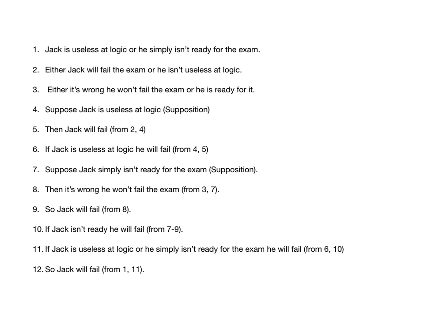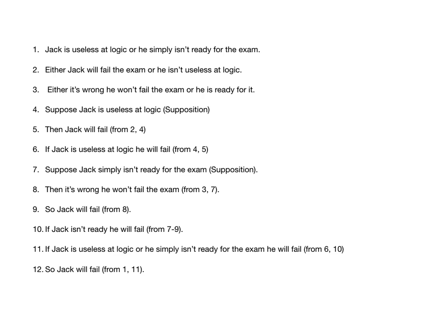Suppose Jack is useless at logic, then he will fail. Look at two. Either he will fail the exam or he isn't useless at logic. If he is useless at logic, we know one of these two things has to be true, so that leaves us with the other one: he will fail. So we get our result pretty quickly if we assume that he is useless at logic. Six, if he's useless at logic, he will fail, from four and five.